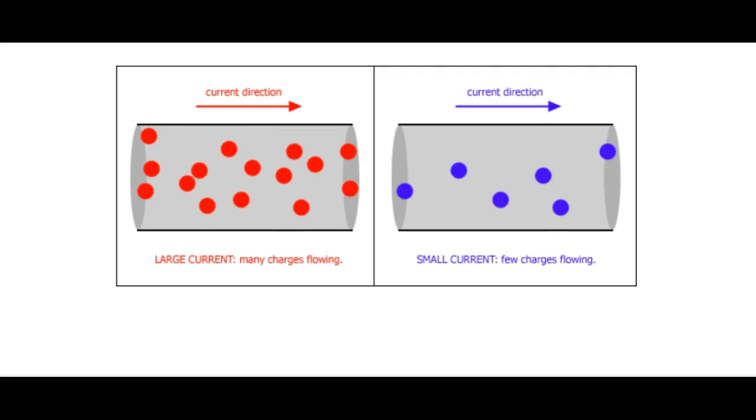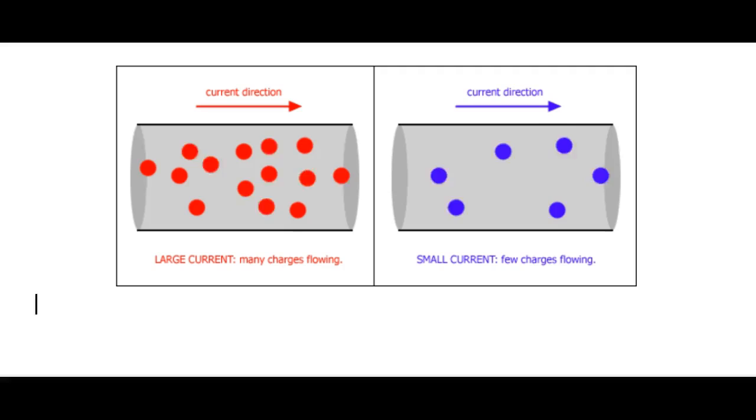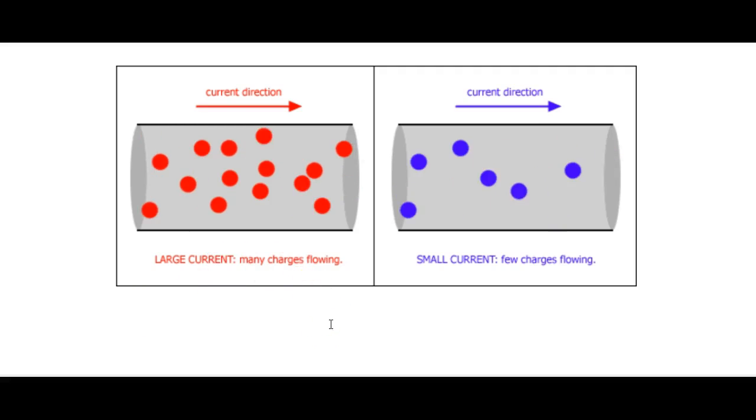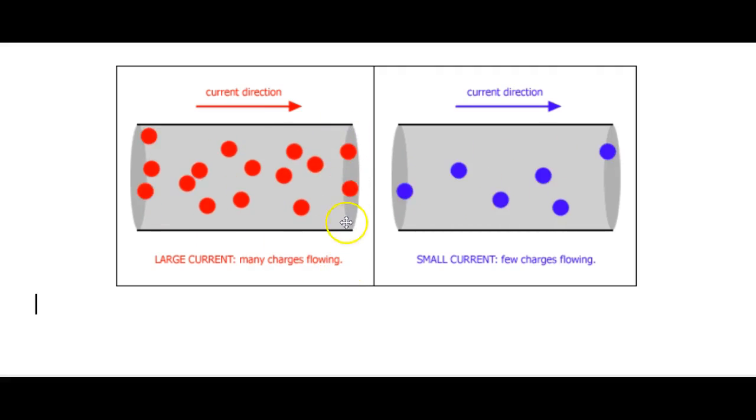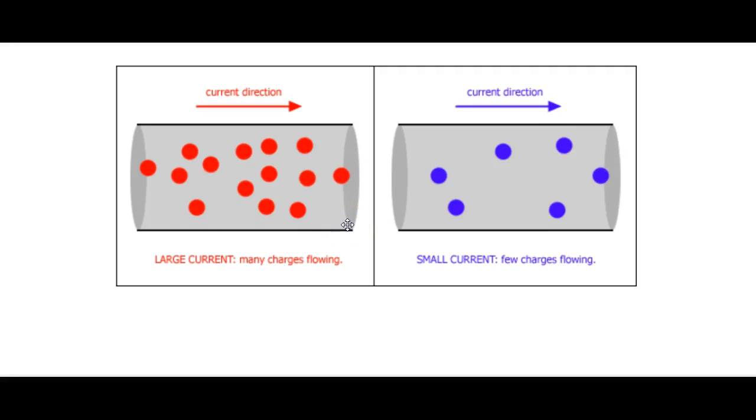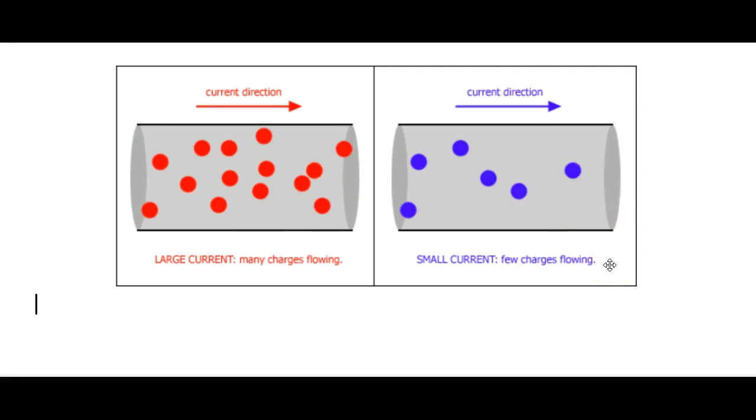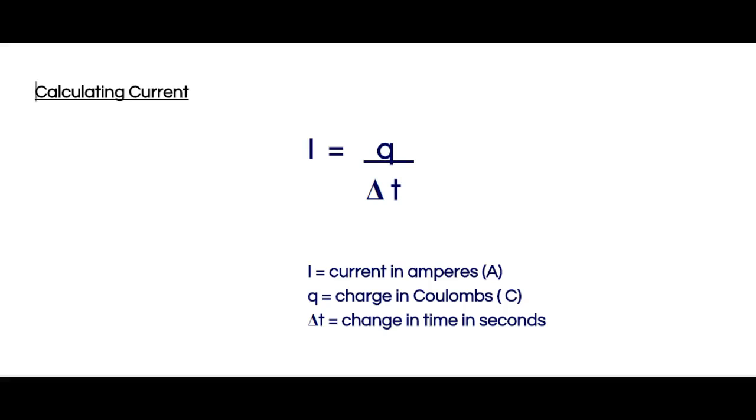In a qualitative way, we can compare a large current to a small current in terms of the number of charges that are passing through a cross-sectional area per unit time. For example, with this large current on the left, if I were to measure this cross-sectional area, far more charges would be passing through that point in the same amount of time in comparison to the diagram on the right, where I see far fewer charges. So we're going to use that idea of current being the number of charges passing through a particular point in a given unit of time to calculate it.